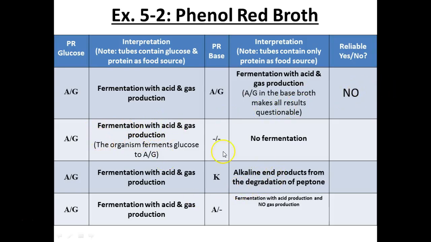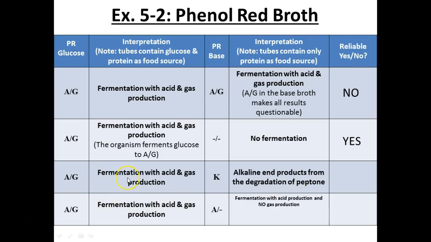Can you have nothing happen, no fermentation, if you have only protein? Of course, right? So what would a negative tube look like if the bacteria didn't do anything with the protein? What color would that tube be? Yeah, the original color, right? Which is around an orange to reddish color. So this is possible, right? They could choose not to do anything.